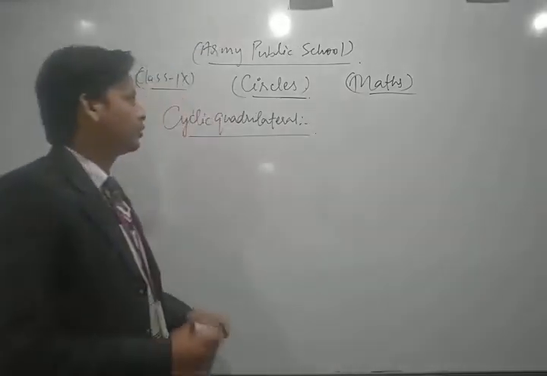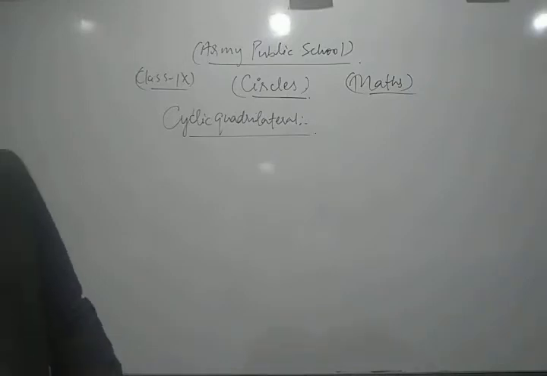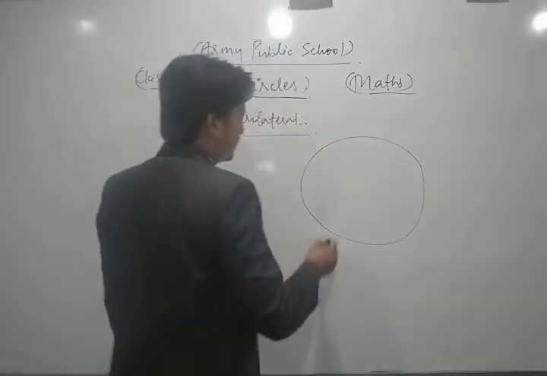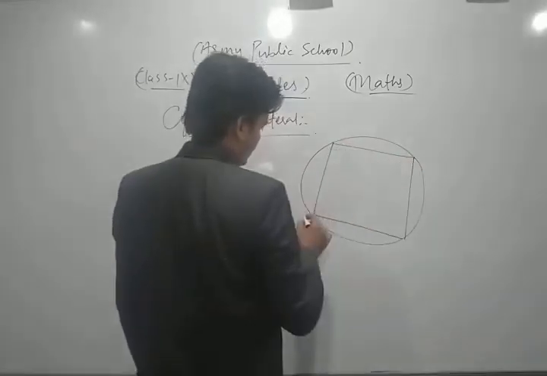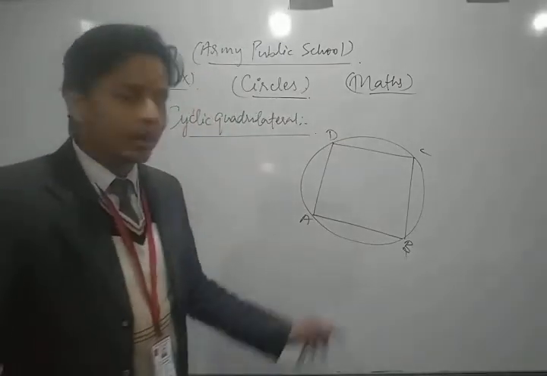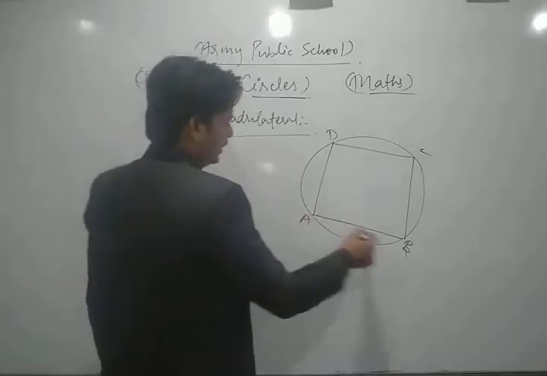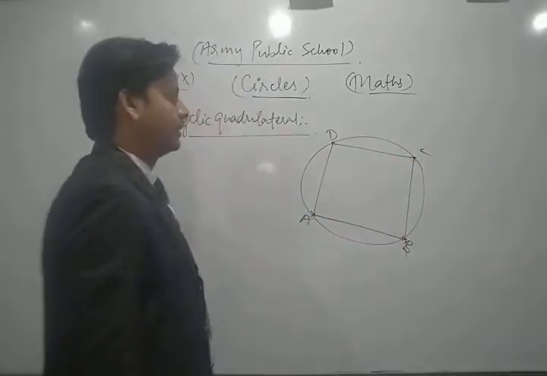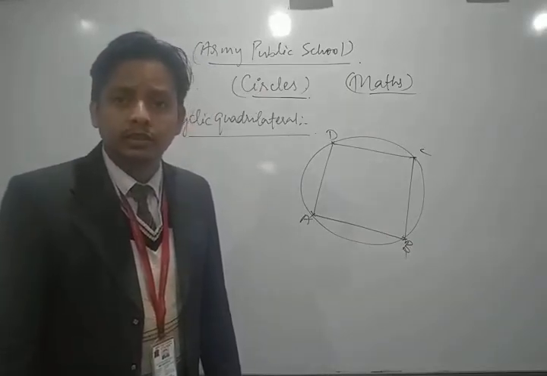This is one of the most important topics of your syllabus. What is the concept of a cyclic quadrilateral, dear students? Suppose we draw a circle, and in that circle we draw a quadrilateral ABCD. If all of the vertices of the quadrilateral lie on the circle, then that type of quadrilateral is said to be a cyclic quadrilateral.